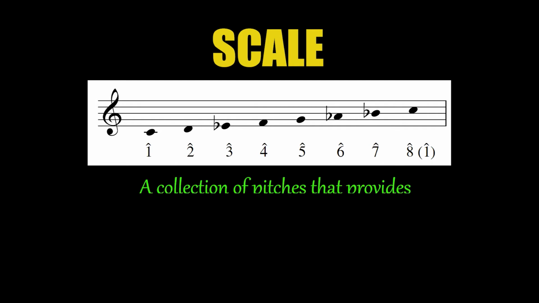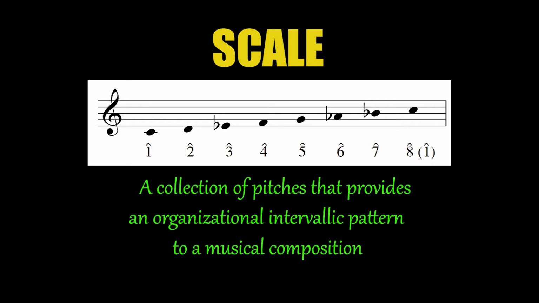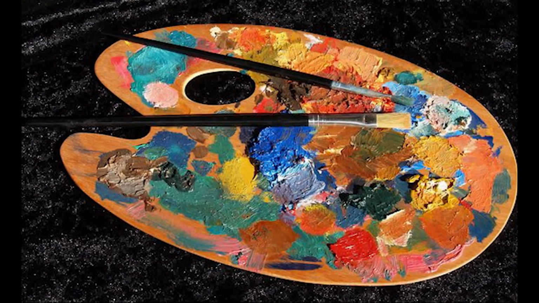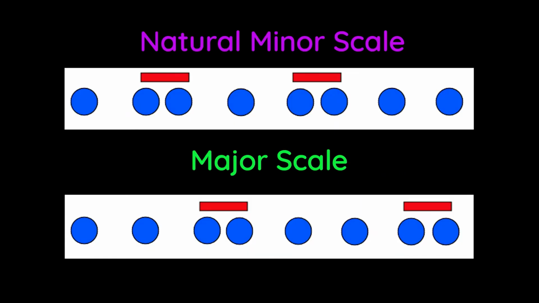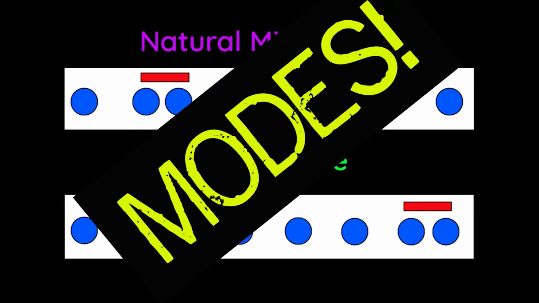We can think of a scale as a collection of pitches that provides an organizational intervallic pattern to a musical composition. Composers use pitches much in the way an artist might use colors in a palette. The character of a scale is based in part on the intervallic relationships between the notes being used. Here we can see an abstract pattern of whole and half-step relationships in the major and natural minor scale. And while we can call these scales, we can also refer to these as modes.